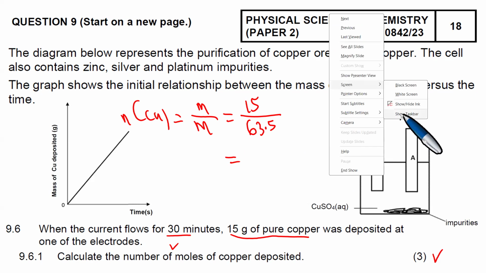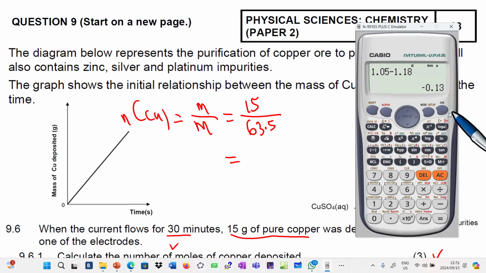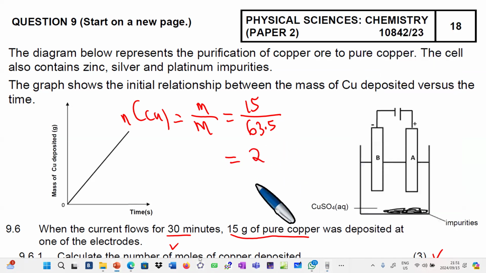And therefore, this means the following. Let's use our calculator, which is exactly 15 divided by 63.5. And the answer is 0.24. 0.24 moles. Right, so this is actually exactly 0.24 moles.